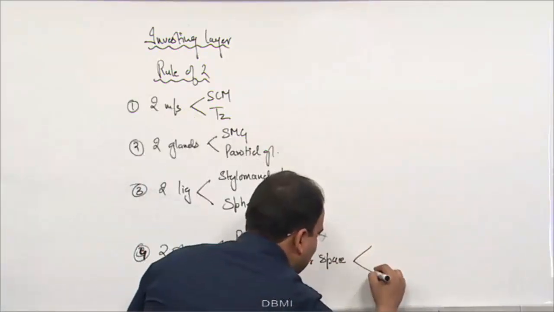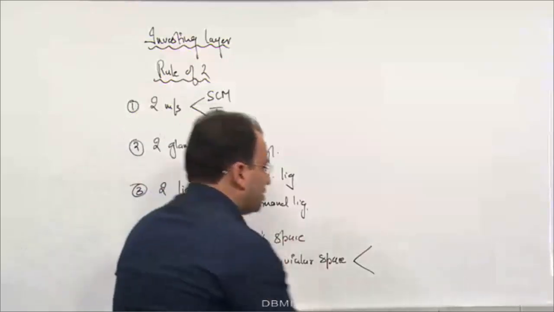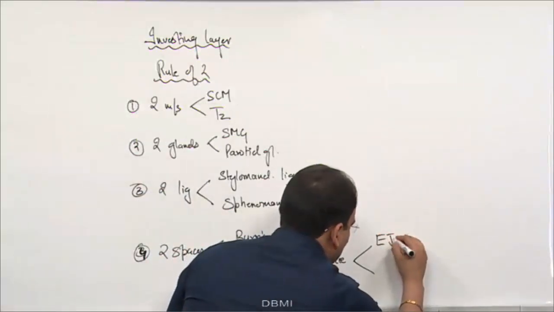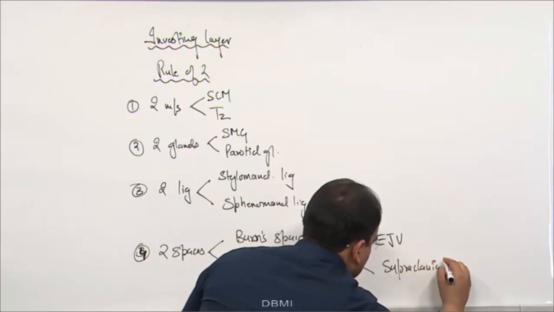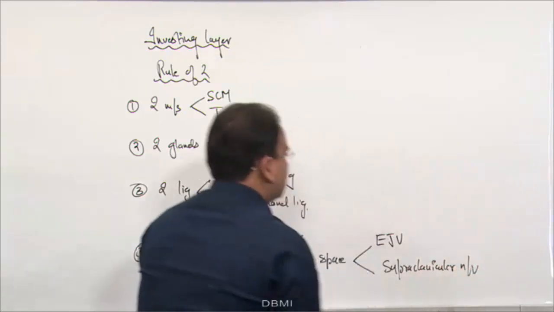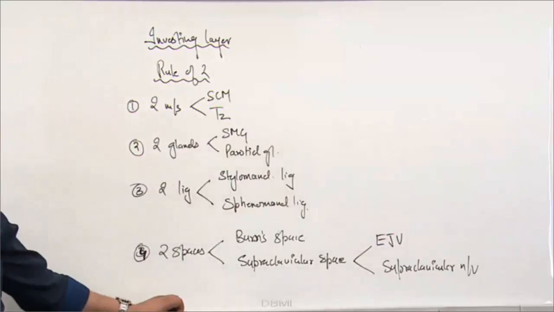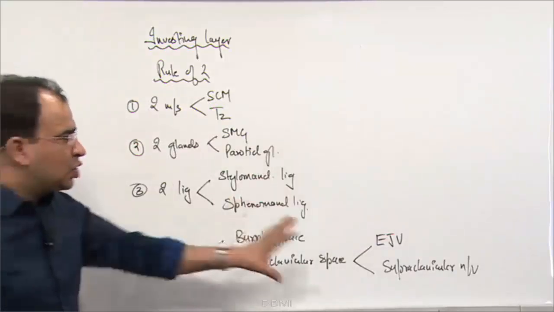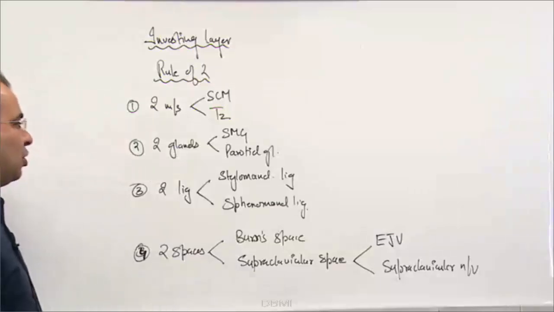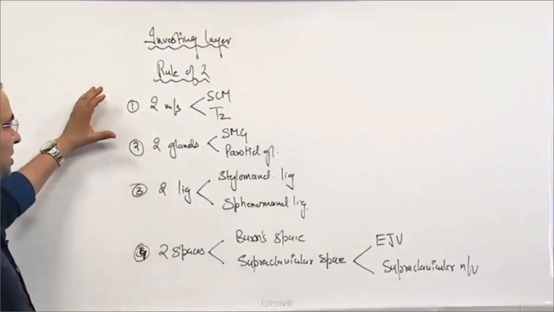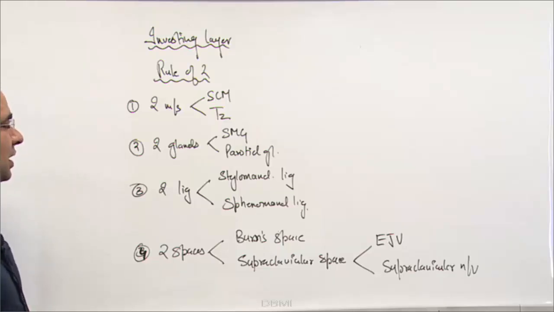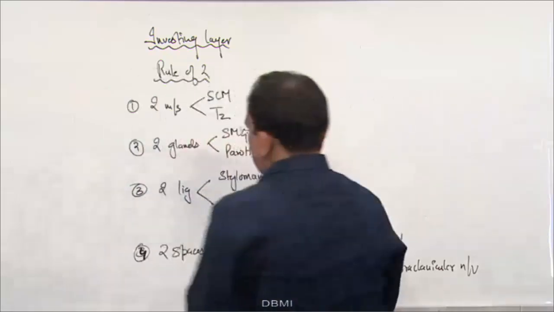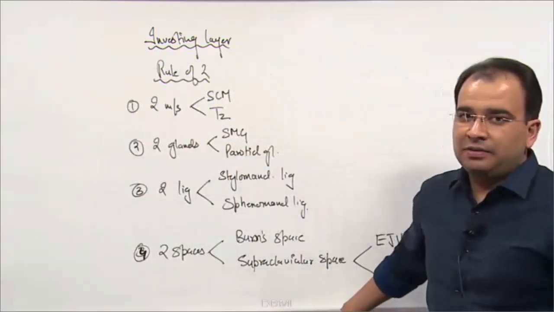We'll talk about these contents in the posterior triangle. I'm just writing it for now. That is the external jugular vein and supraclavicular nerve. We'll talk about them in the posterior triangle tomorrow. So two muscles, two glands, two ligaments, and two spaces. This is about the investing layer of the deep cervical fascia. This is all about the deep cervical fascia.